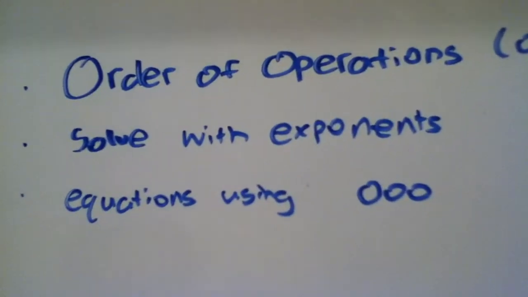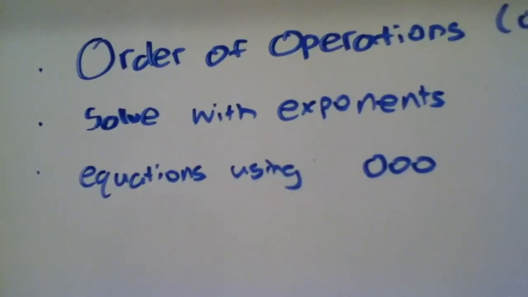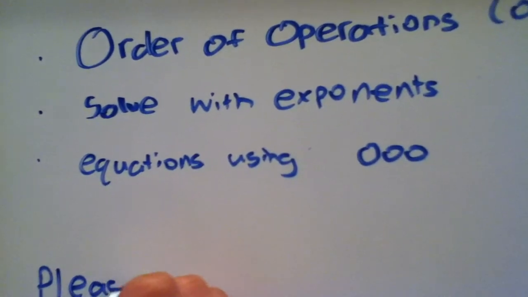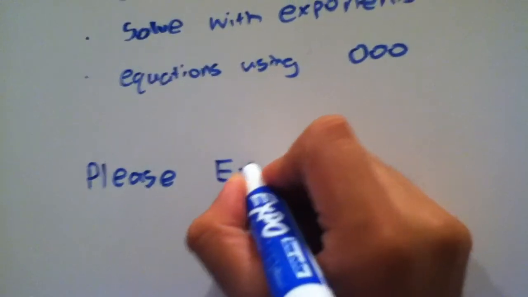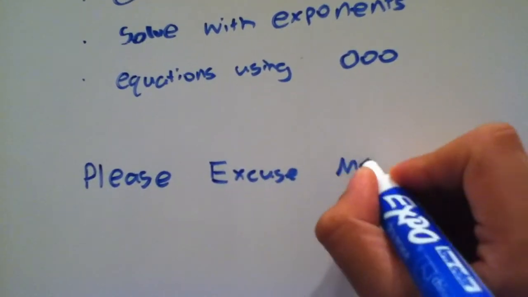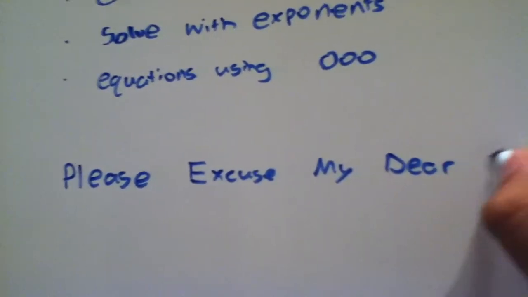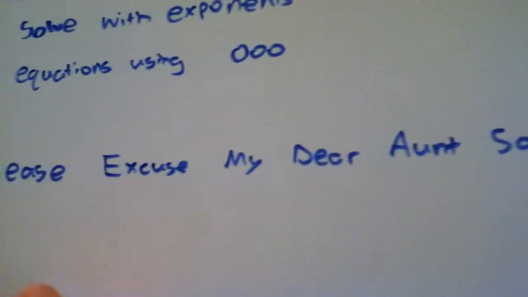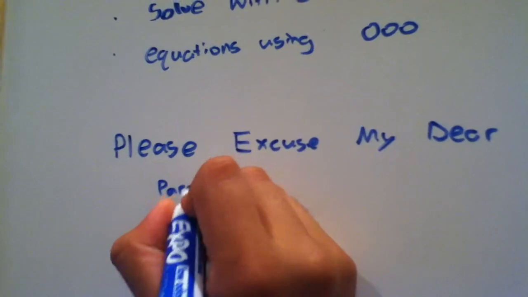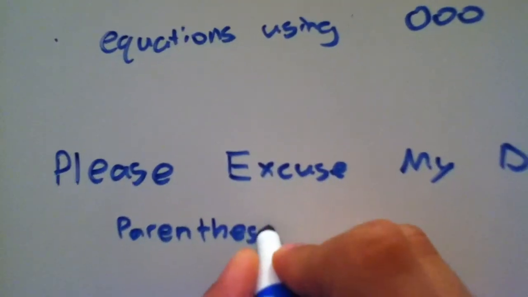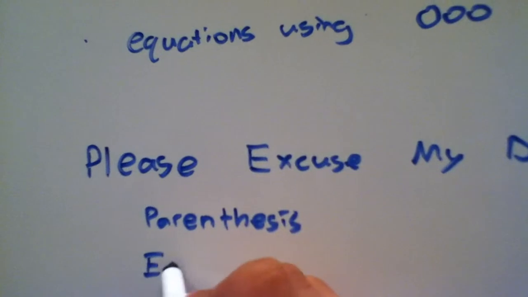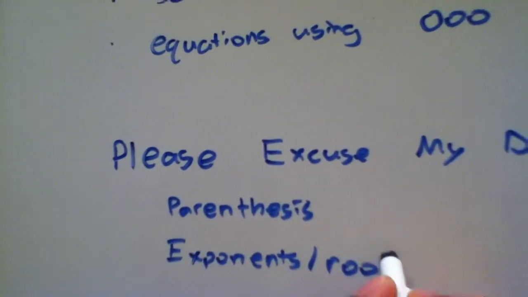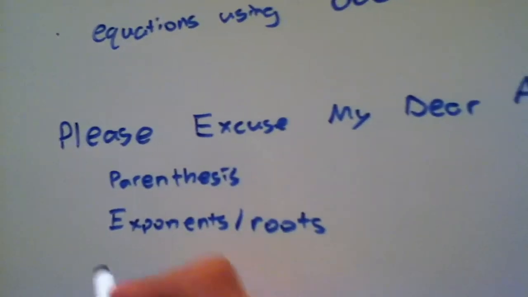Let's start with order of operations. So here's a quick mnemonic device for remembering what the order of operations are. It's please excuse my dear Aunt Sally. And the P stands for parentheses. The E stands for exponents, and also actually roots. So square roots, cube roots, and etc.